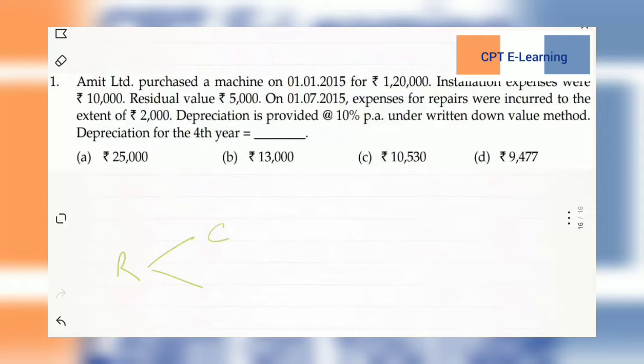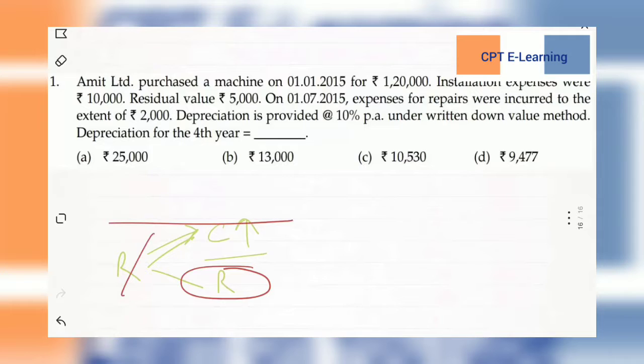Repairs can be capital repairs or repairs can be revenue repairs. As again nothing is said about that, like by the repairs we have increased the efficiency, so the cost should be increased. As nothing like this is said, we will assume the repairs to be revenue repairs, and hence we will ignore the repairs part in totality. We will not take it into consideration.